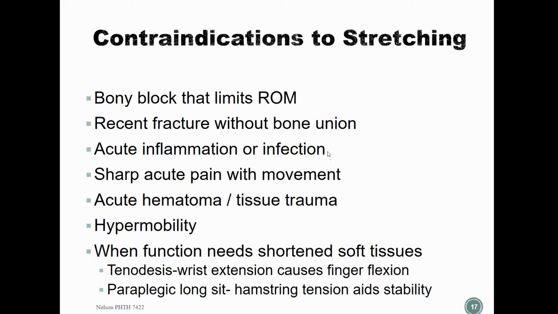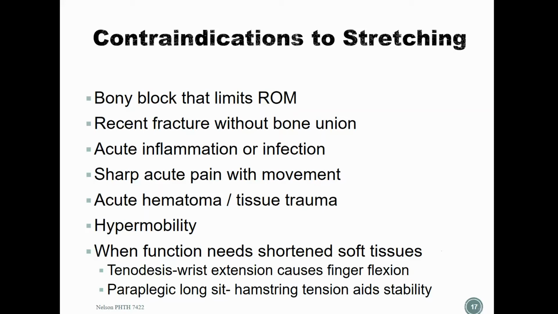Acute inflammation or infection, make sure that that's well managed. Sharp acute pain with movement, especially if you don't know why they might be having that sharp pain. If they have an acute hematoma or tissue trauma, that's the heterotopic ossification risk that you saw in the previous slide set. Hypermobility, again, hypermobility is not a pathology. Instability is where we are worried because it's impacting function. But hypermobility should be something that you pay attention to. And then especially when I need that functional shortness of the tissues in order to function.